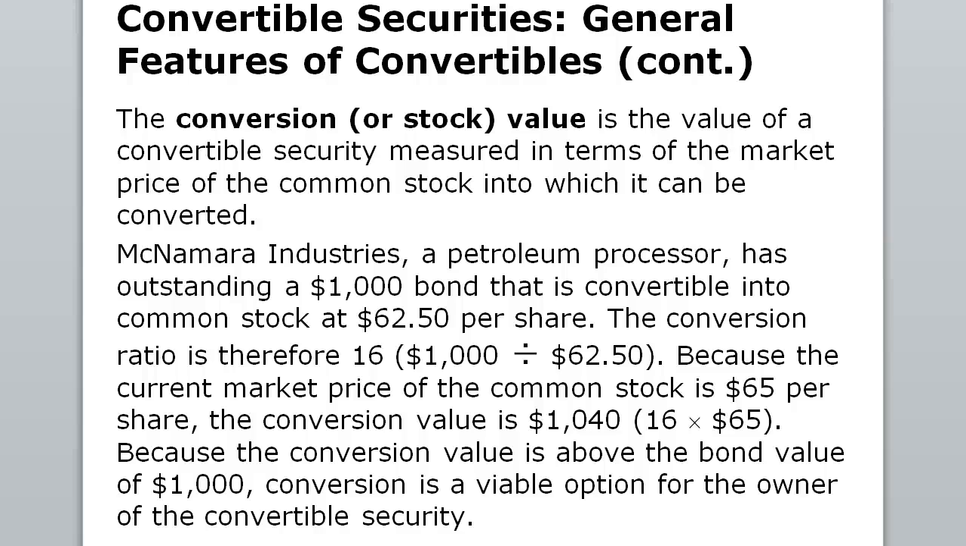So what you want, if you buy these convertible securities, is generally for the stock price to be lower than the conversion price, and over time, as the stock improves in value, the bonds become more valuable as the stock price goes up. And if the stock price doesn't go up, you can still keep it as a bond and get your $1,000 back at the end of the term of the bond.